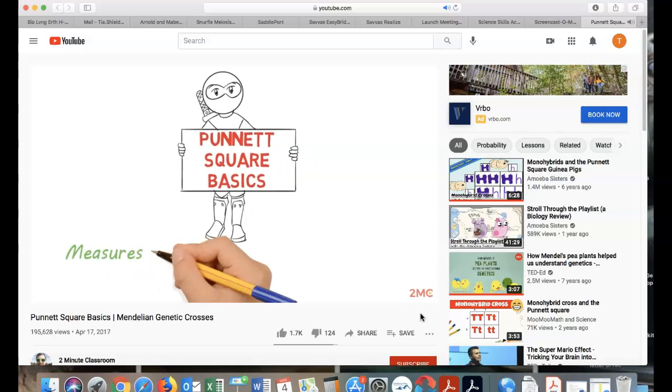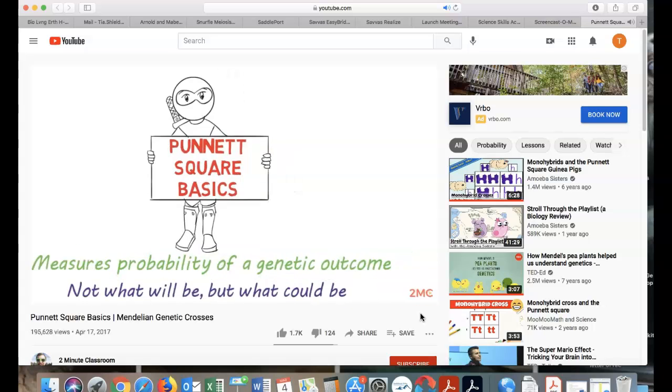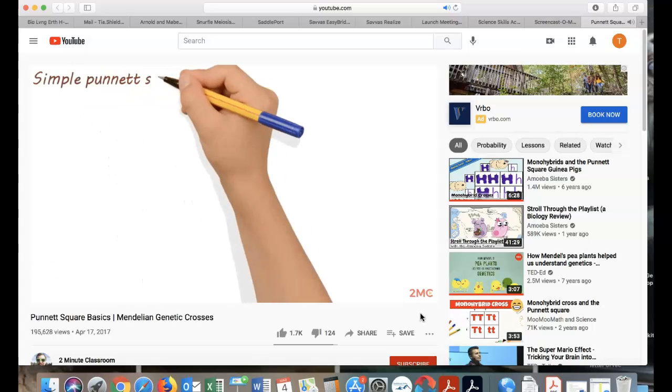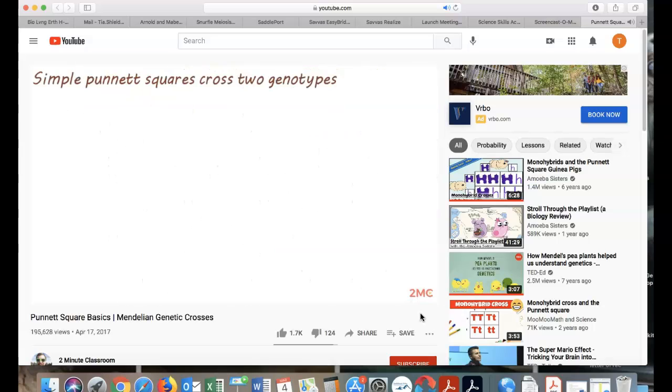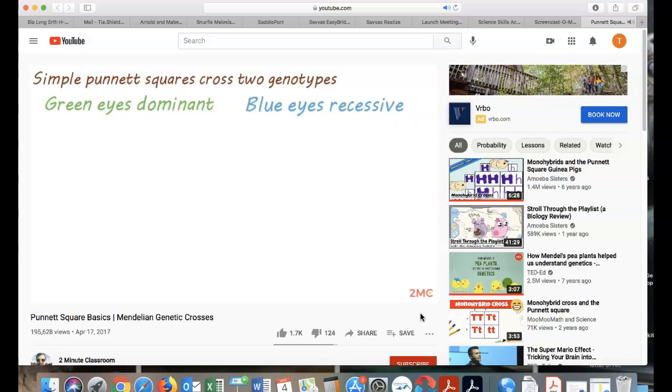Punnett squares measure the probability or likelihood of a genetic outcome based on a specific genetic cross. It doesn't tell you what will be, only what could be. For the simplest of Punnett squares, we'll cross two genotypes. These parent genotypes will be the same gene that may or may not contain different alleles. Let's look at an example of a genetic cross for eye color. Green eyes being dominant and blue eyes being recessive.